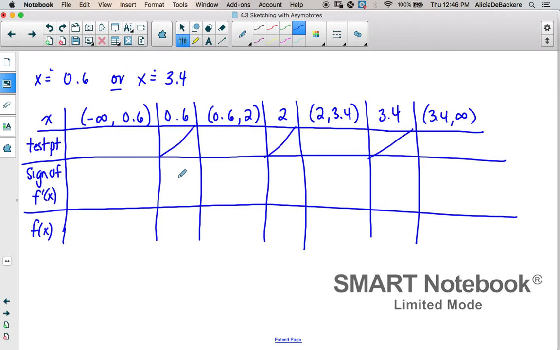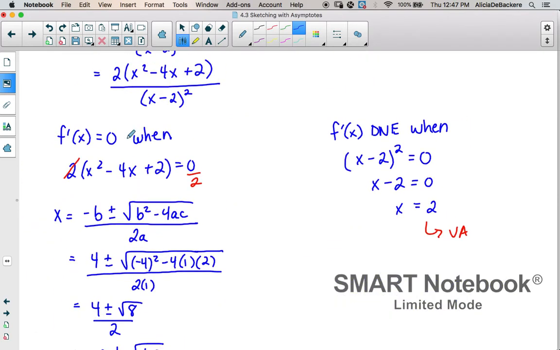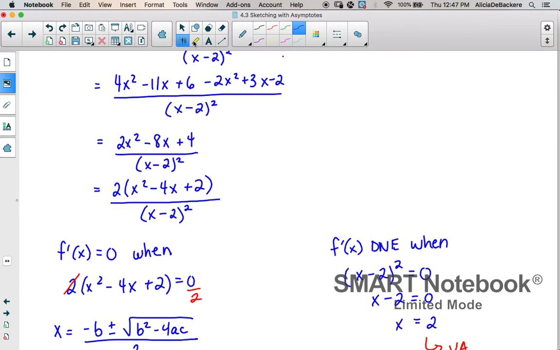So I know that those two values gave me 0 with my derivative, and 2 did not exist on my derivative. On the actual graph, 2 is a vertical asymptote, and I know that these guys are going to be flat. I'm wondering if they're maximums or minimums. Okay, so picking a number between negative infinity and 0.6, you're probably going to pick 0, but you could pick a negative number. I'm going to plug that into my derivative. So I'm heading back up and I'm looking at the most simplified version of my derivative that I have, and here it is. And I'm thinking about plugging 0 into this.